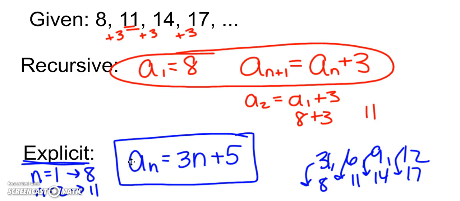We're going to spend a lot more time figuring out how to write explicit and general rules, so don't stress too much about that. Recursively, though, hopefully you're okay with listing the original term and then figuring out what am I doing to get the next term? Well, to get the next term, I'm adding 3. That's it.